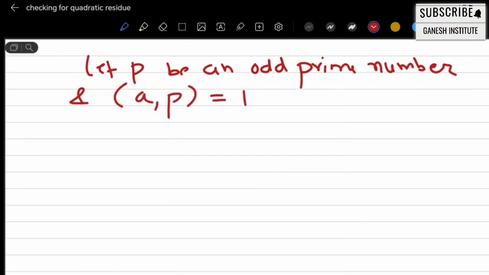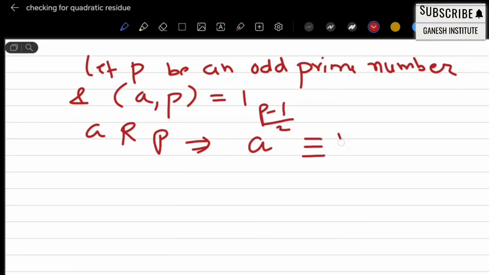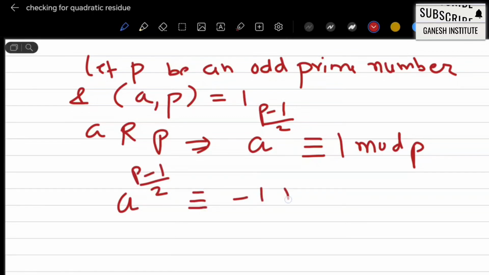So what do we mean by GCD? That is HCF, the highest common factor between these two. The common factor has to be 1, not anything else. So if we want to say that a is a quadratic residue modulo p, then the condition it has to satisfy is that a raised to the power (p minus 1) by 2 should be congruent to 1 modulo p. And if it turns out to be congruent to minus 1 modulo p, then we will say that a is not a quadratic residue modulo p.